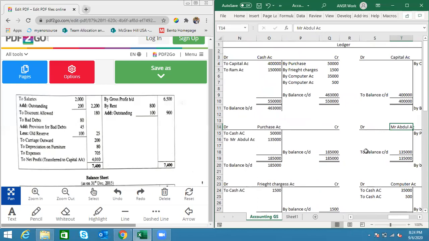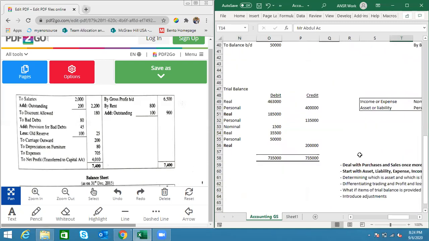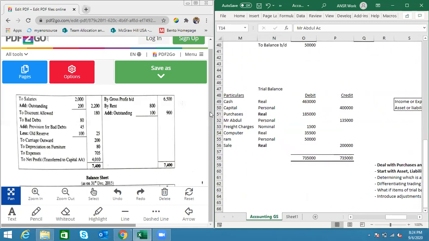You don't have any doubt in that, right? We are clear about it? Now we have already calculated the balance of each of those accounts. That is also clear to you, right? Now, what we are doing in the trial balance is writing the names of the accounts one by one: cash, capital, purchase, Mr. Abdul. I've already done exactly the same. All of the account names I have already written.